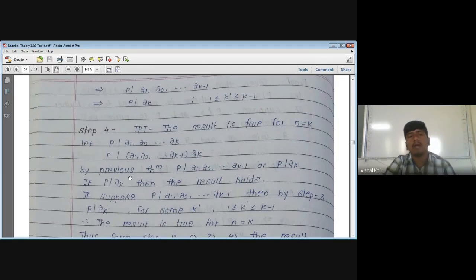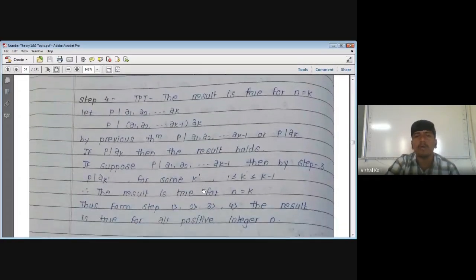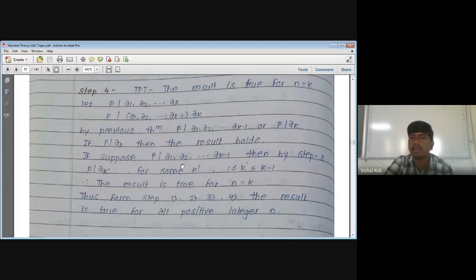Now, suppose that p does not divide ak, then p must divide a1 a2 up to so on ak minus 1. And in the inductive step, we have proved that if p divides a1 a2 up to so on ak minus 1, then p must divide ak dash for some k dash lies between 1 to k minus 1. Therefore, for both the possibilities, the result will be true. Hence, we say that the result will be true for n equal to k.